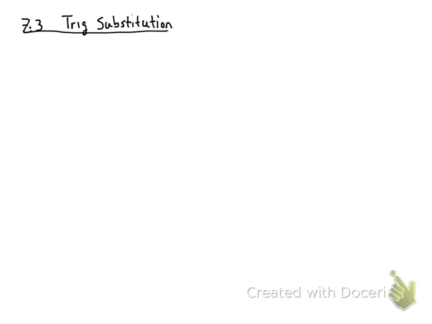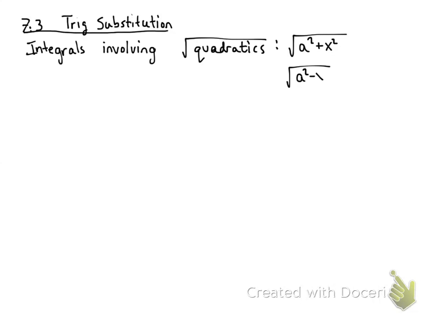Alright, today's section is about trig substitution. This is a way of doing integrals that involve the square roots of quadratics, which actually come up quite a bit, especially when you're doing distances, but in other situations as well. So we're going to be looking at integrals involving the square root of quadratics, in particular forms that look like these, and variations. So a is a constant in this situation, and x is the variable we would be integrating.